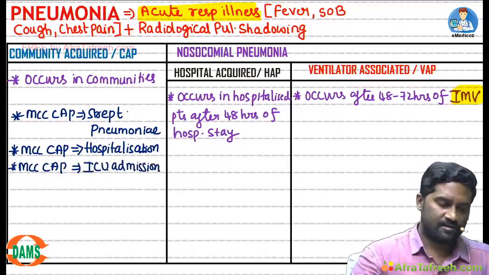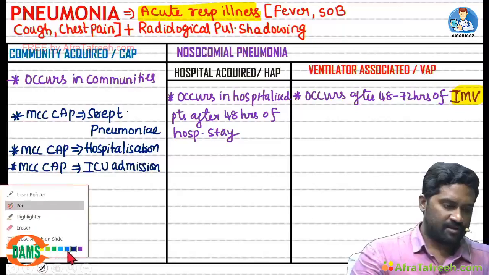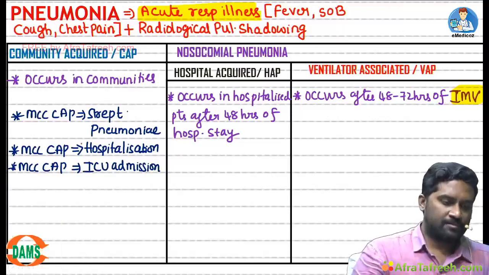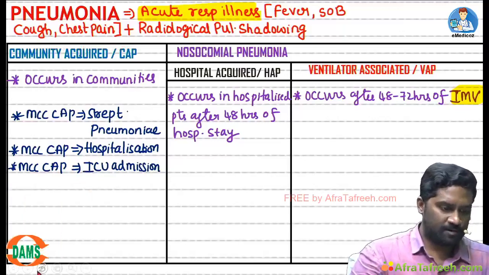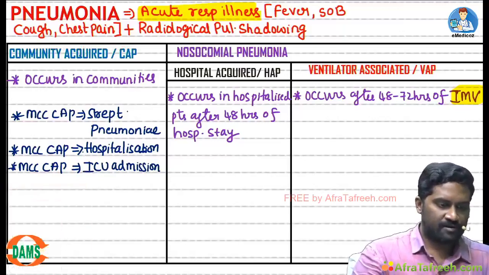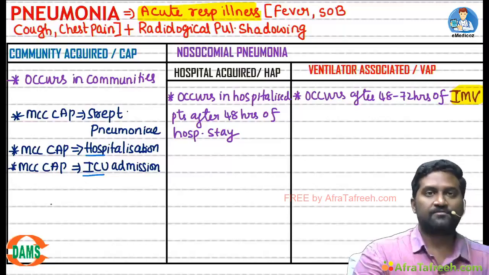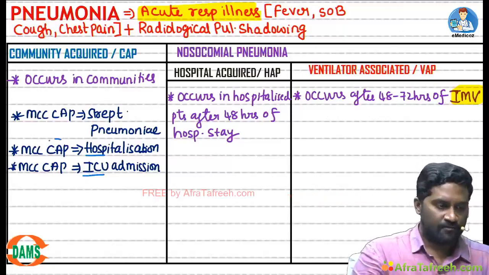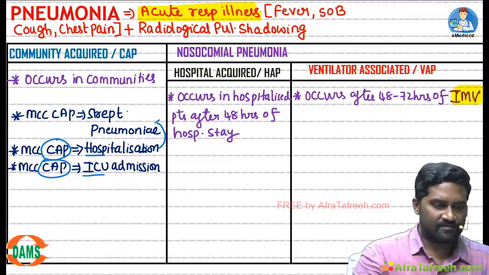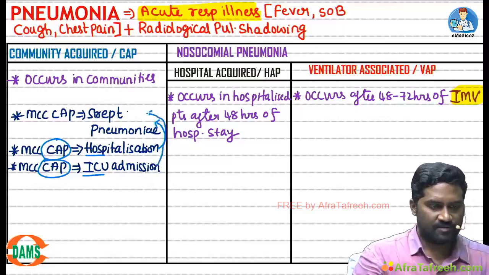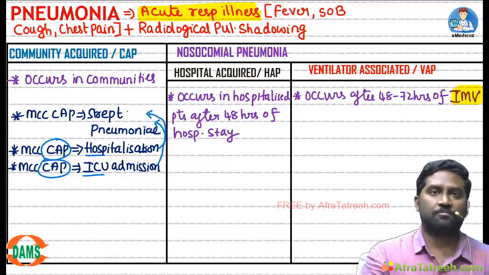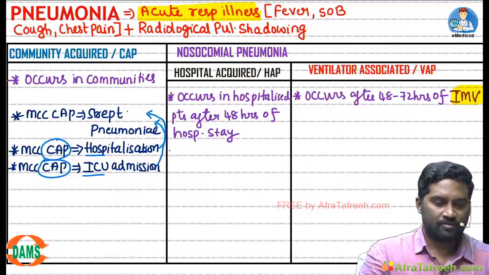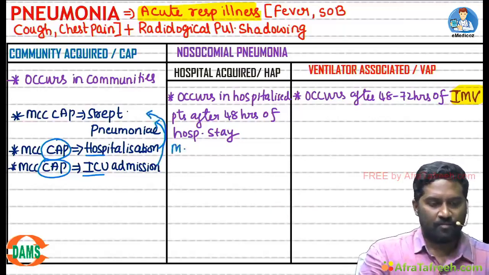Here what they are asking is, there is a patient with community acquired pneumonia, and because of that pneumonia he got admitted into hospital. Because of that pneumonia he got admitted into ICU. What will be the organism? When you find community acquired pneumonia in the question, whether it is hospitalization or ICU admission, the single best answer is always streptococcal pneumonia.